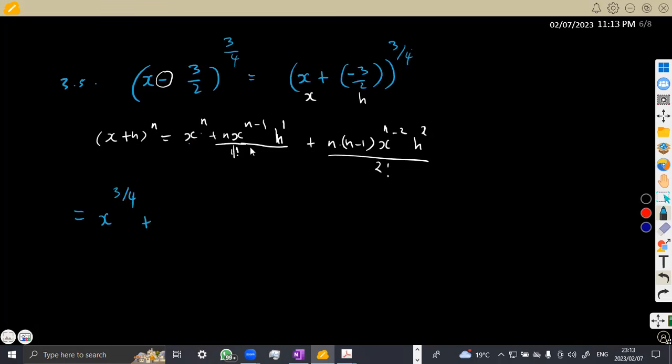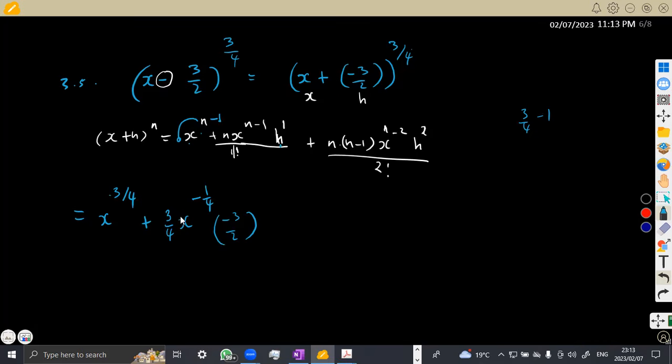Okay, plus we drop the exponent that we have, which is n, and we subtract 1, just like the derivative. So if we drop the 3 over 4 down, it is going to be 3 over 4 times x to the exponent, you subtract 1, so that's 3 over 4 minus 1, which is going to give us negative 1 over 4. Then the minus 3 over 2 starts to appear just like h, so we have negative 3 over 2 over 1 factorial, of which 1 factorial has no effect, guys. You do the same thing.